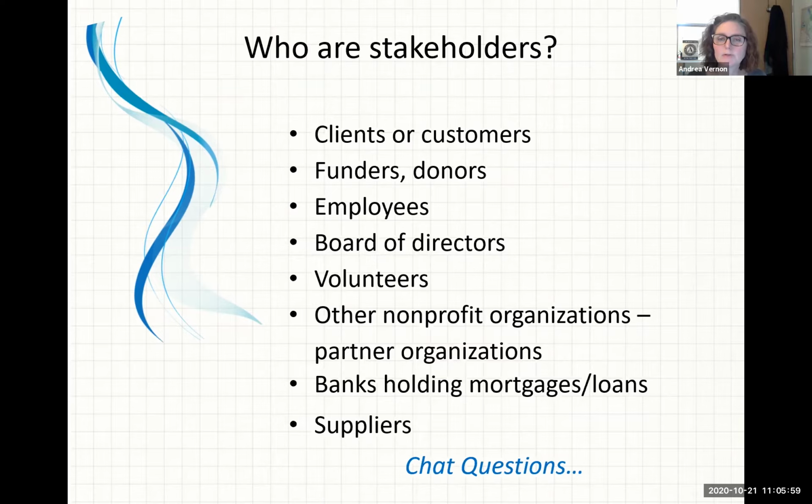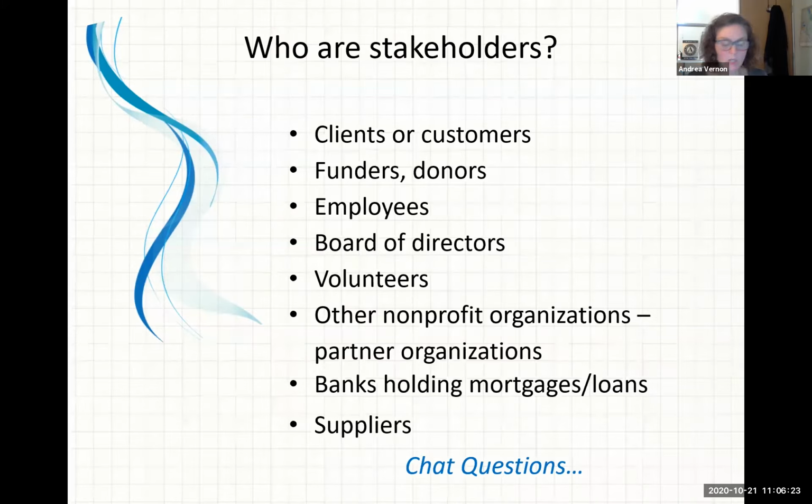Another stakeholder that we don't often think about are banks or lending agencies that might be holding mortgages on our buildings or lines of credit for us to tap into when we need to. And also suppliers, so those businesses or partners that supply us with food, equipment, shippers, any sort of project supplies, that type of thing.